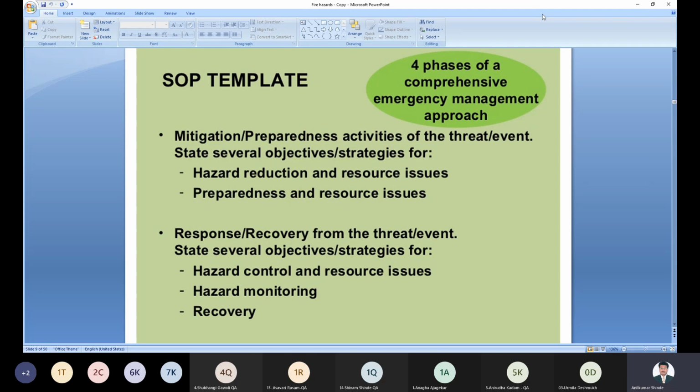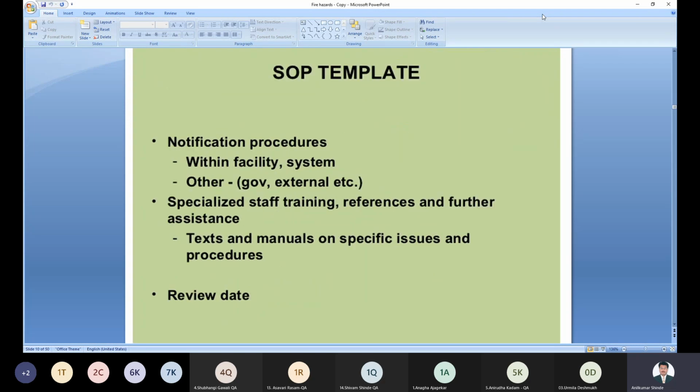The preparedness and resource issues are there. So you can prevent the different fires and fire hazards, and prepare for that. Right, we have to prepare to prevent those fire hazards. Then the response and recovery: we have seen the hazard control and resource issues, the hazard monitoring, and the recovery after hazards. Then we can prepare the different SOP templates, the notification procedure, right, notification procedure.